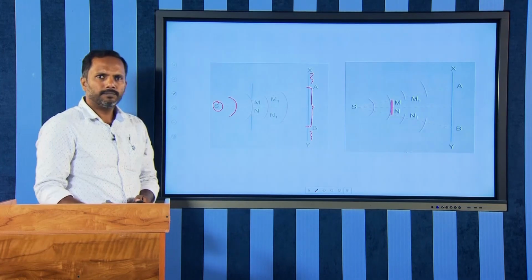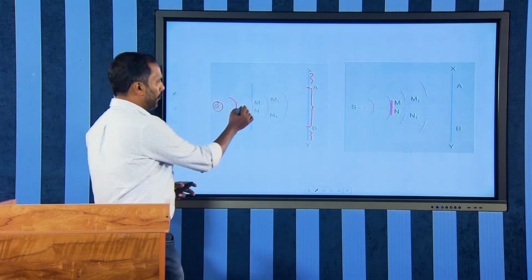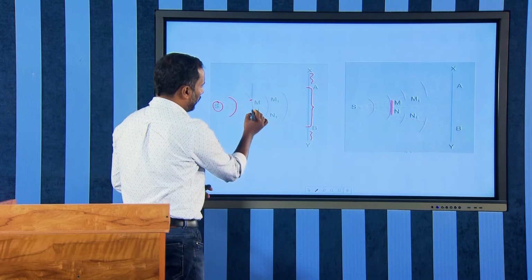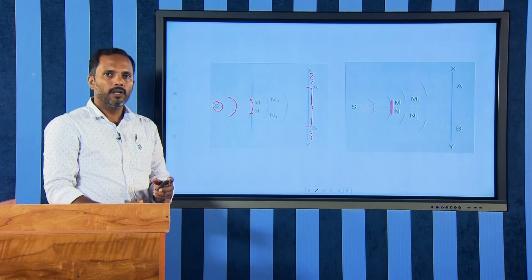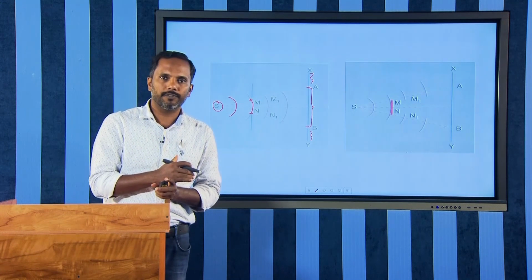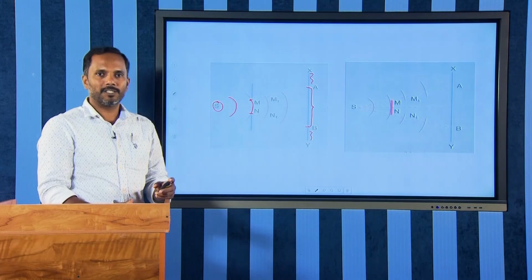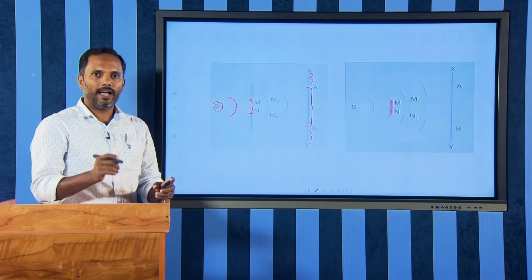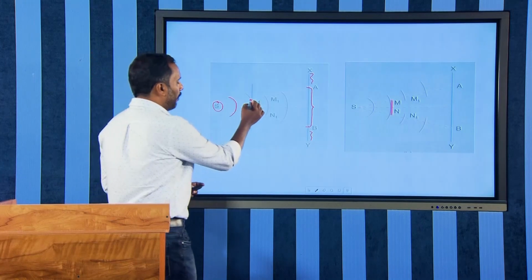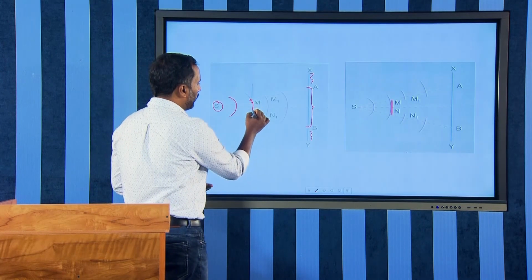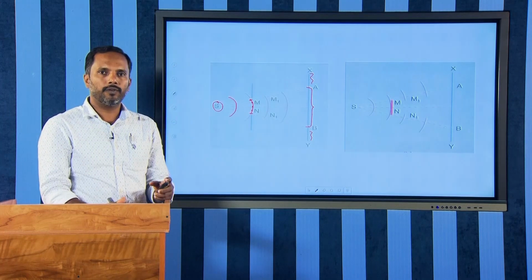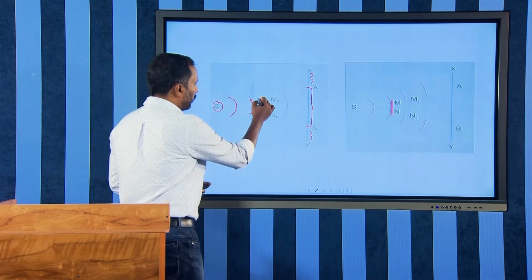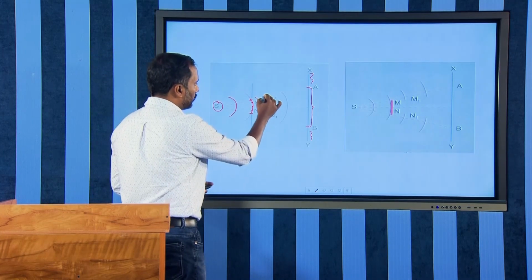Now, considering MN as a primary wavefront. From M to N, this is only the part of the wavefront which is passing through the aperture. So we are considering MN as the primary wavefront. Now, according to the Huygens construction, the secondary wavefronts are drawn from MN. That means every point of this MN wavefront acts as a source of secondary wavefronts, and you can draw the wavefront from here like this.